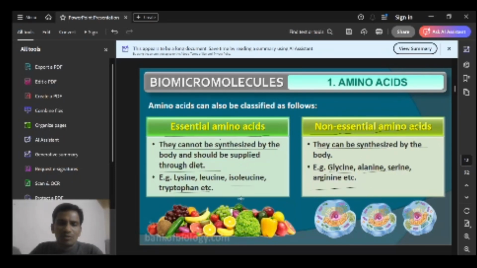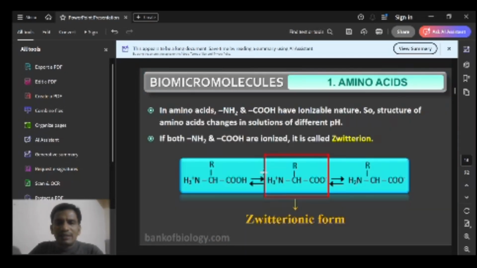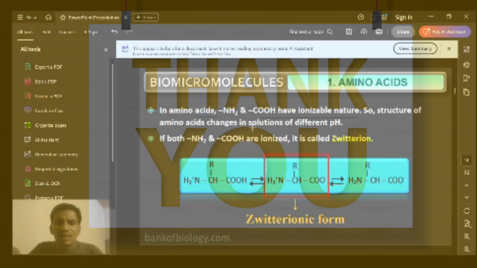Next, in amino acids, NH2 and COOH have an ionizable nature, so the structure of an amino acid changes in solutions of different pH, because of this ionizable nature.